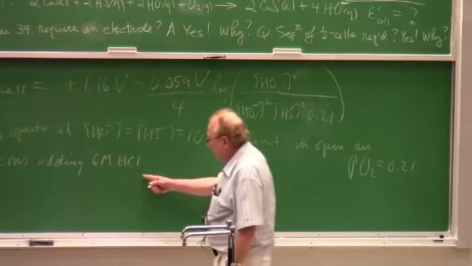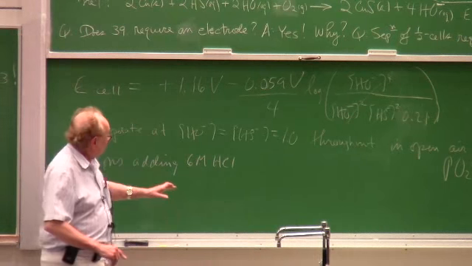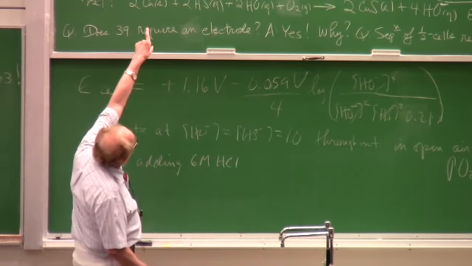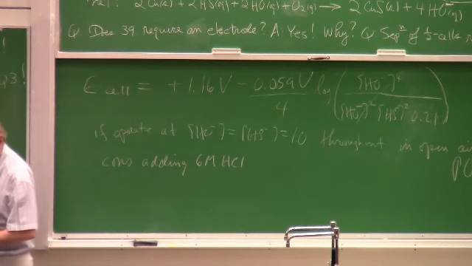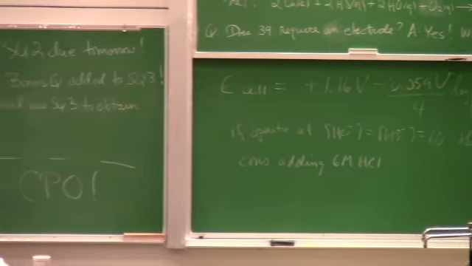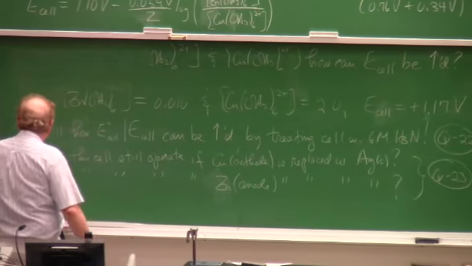Okay. So what are we going to do with this? Will we add the hydrochloric acid solution to the copper hydrogen sulfide hydroxide ion half cell to increase E0 and E cell?